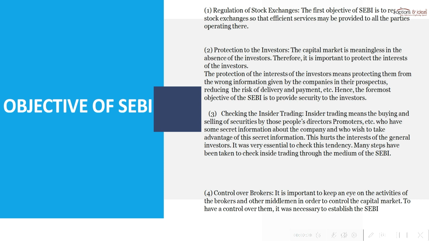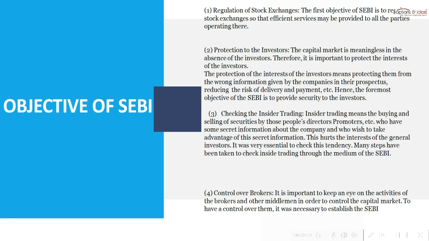Insider trading means the buying and selling of securities by people such as directors, promoters, etc., who have some secret information about the company and who wish to take advantage of this secret information. This hurts the interests of the general investors. It was very essential to check this tendency. Many steps have been taken to check insider trading through the medium of SEBI.